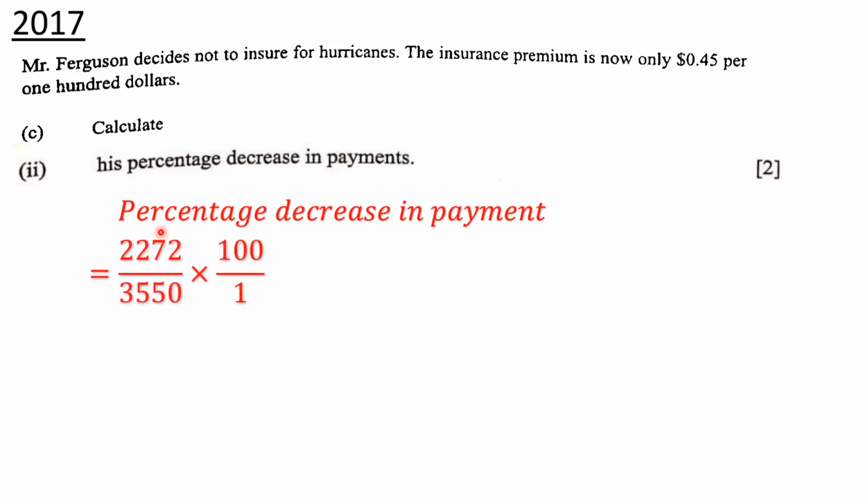So the savings, which we just calculated, over the original cost, we multiply that by 100. So we do 2,272 multiplied by 100, and that gives us this number. Then we divide by 3,550 multiplied by 1, and that gives us that same thing. We divide and we get 64%. So that means that's a 64% decrease in payment.